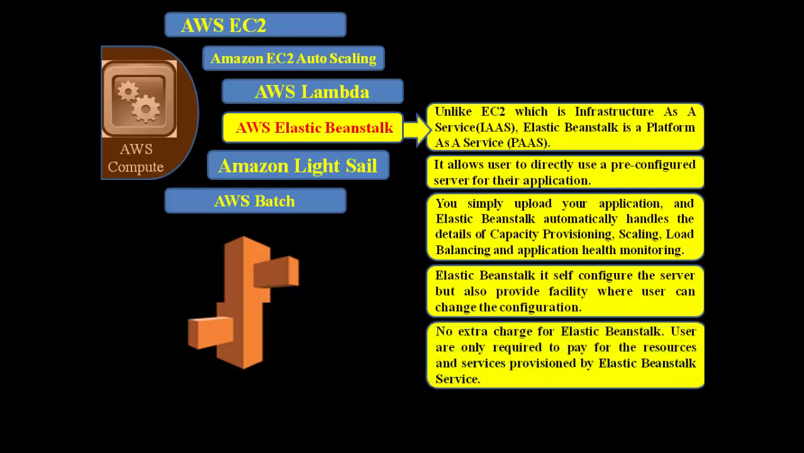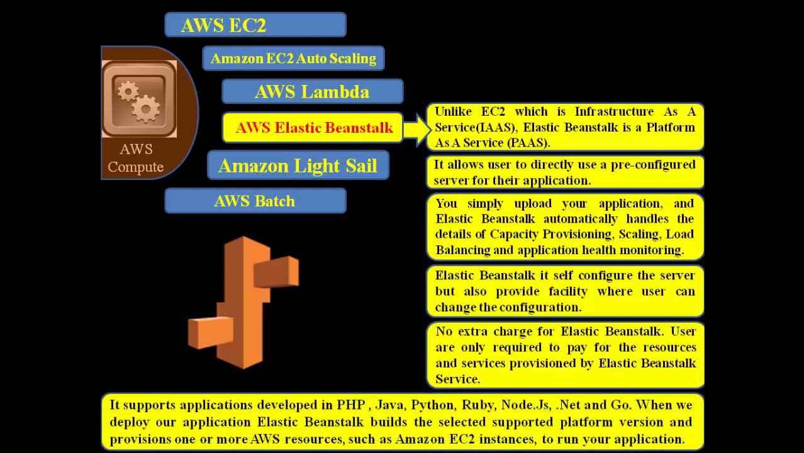No extra charges for the Elastic Beanstalk. Users are only required to pay for the resources and services provisioned by the Elastic Beanstalk service. It supports applications developed in PHP, Java, Python, Ruby, Node.js, .NET, etc. When we deploy our application, Elastic Beanstalk builds the selected supported platform version and provisions one or more AWS resources such as Amazon EC2 instances to run your application.